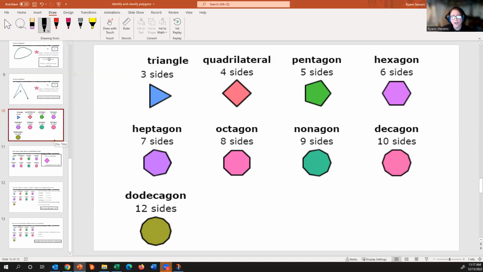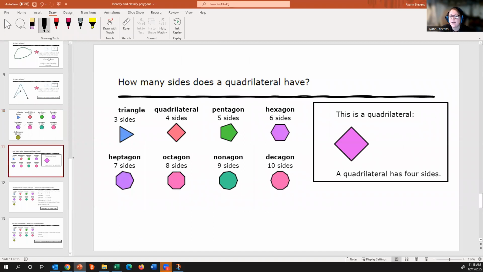So in this case, we have triangles with 3 sides, quadrilaterals with 4 sides, pentagons with 5 sides, hexagons with 6 sides, heptagons with 7 sides, octagons with 8 sides, nonagons with 9 sides, decagons with 10 sides, and dodecagons with 12 sides. So some of the questions are going to ask you, like in this case, how many sides does a quadrilateral have? So I'm going to look back at my chart and see, okay, I have a quadrilateral here, and that's going to tell me that I'm going to have 4 sides. So I would say that my quadrilateral has 4 sides.